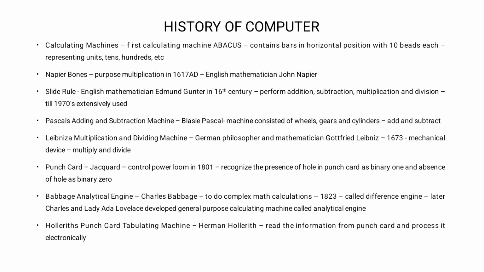Babbage analytical engine. It was developed by Charles Babbage to do complex mathematical calculations. It was developed in 1823. Its name was called the difference engine. Later Charles and Lady Ada Lovelace developed a general purpose calculating machine called the analytical engine. Last one, Hollerith punch card tabulating machine. It was developed by Herman Hollerith. It is used to read the information from punch cards and process it electronically.